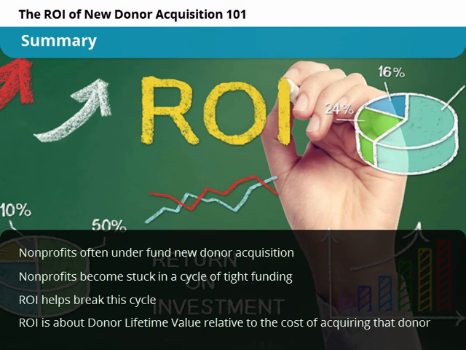Remember that ROI is all about donor lifetime value, or DLV, and that you determine DLV by dividing the average amount a donor gives over their total relationship with your organization with your donor attrition number, or how many donors you lose each year. Then you compare that against your CPDA, or cost per donor acquisition, and you have your donor ROI.